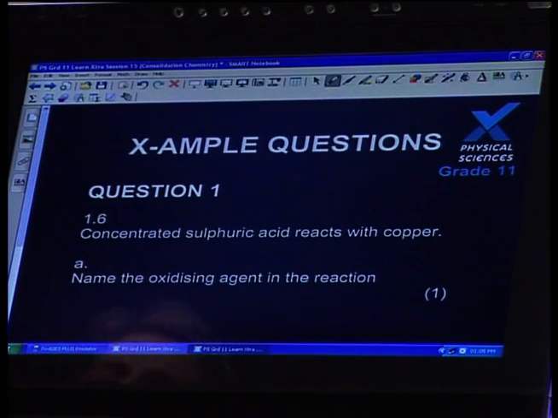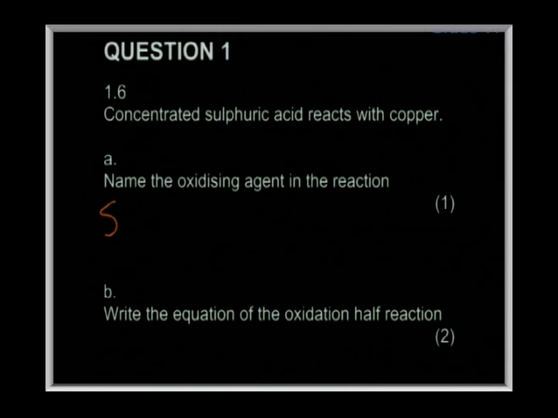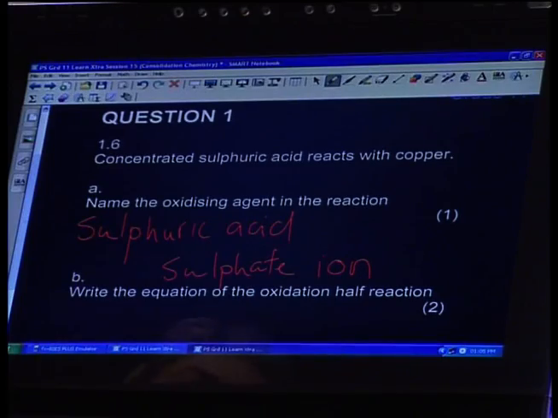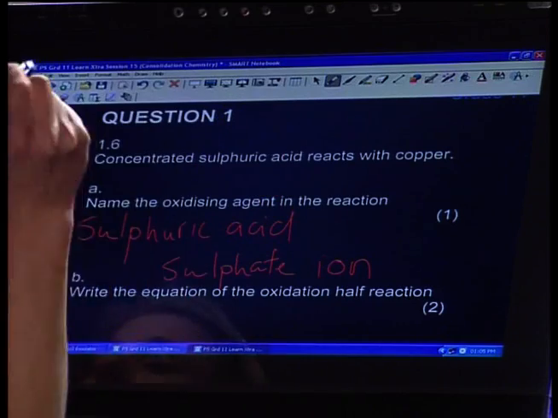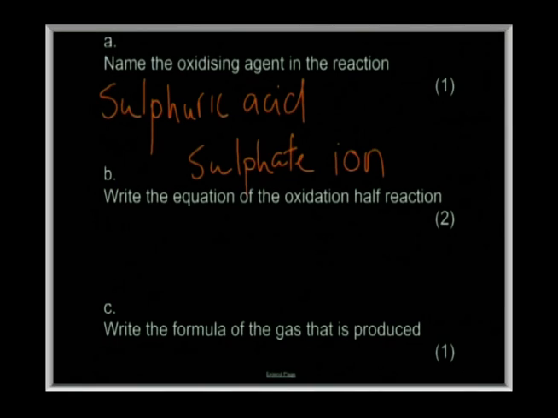So the oxidizing agent, you could say sulfuric acid. You could also say the sulfate ion. Either of those would be considered correct. So let's write them both down. Sulfuric acid or the sulfate ion. And I think it would also be acceptable if you just gave the chemical formula of each of those. The next question asks us to write down the equation for the oxidation half reaction in this process.